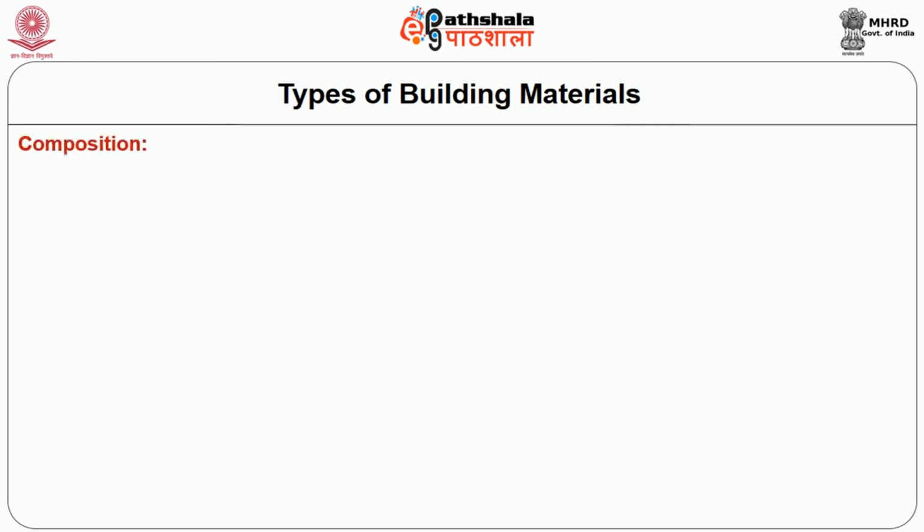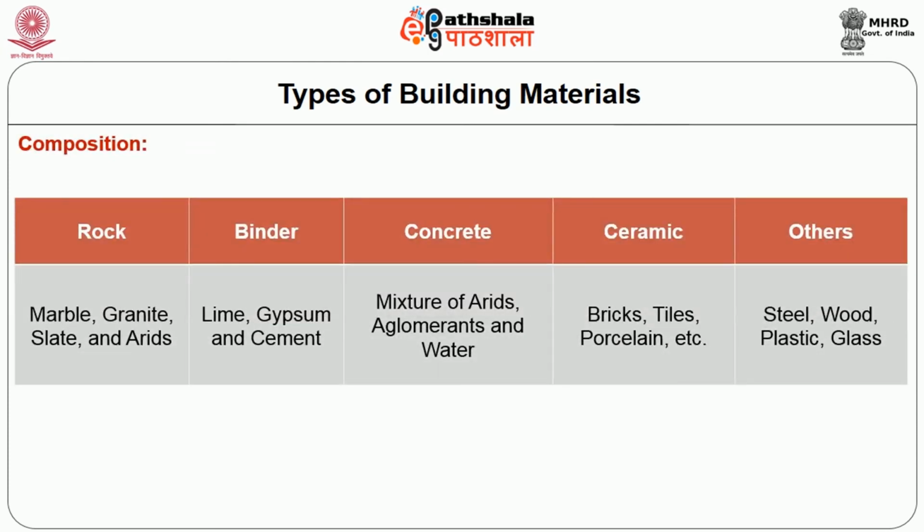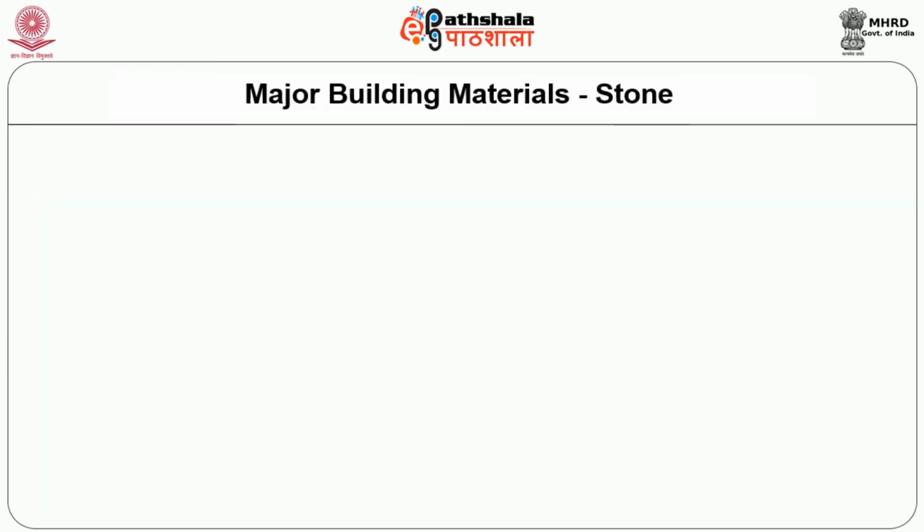Based on composition, as rock, such as marble, granite, slate and iris; as binder, such as lime, gypsum and cement; as concrete, such as a mixture of aggregates, agglomerants and water; ceramic, that is bricks, tiles, porcelain, etc.; and others such as steel, wood, plastic and glass. Now, let us see one by one.